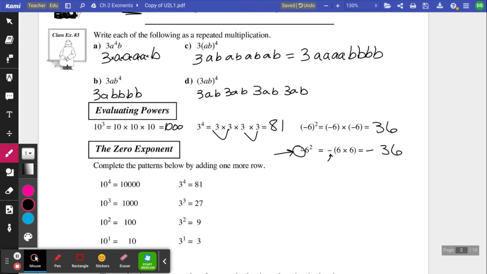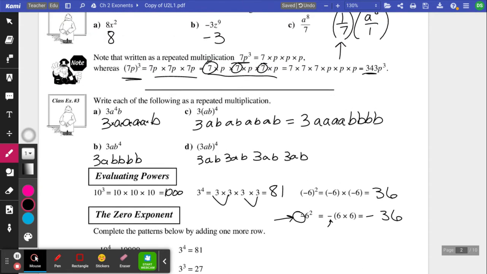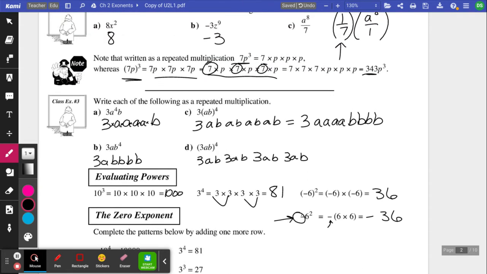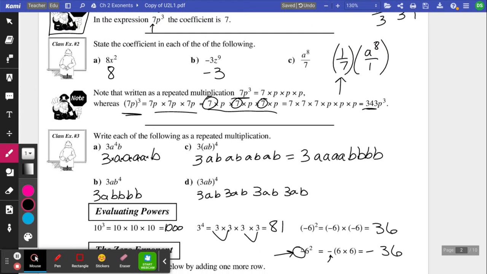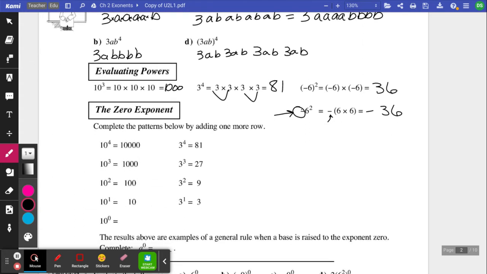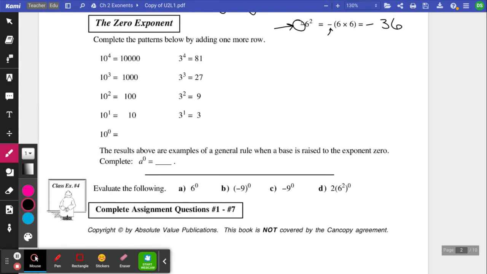Yes, Jason? So if you go up a little bit, there was a question, yeah, that one, the negative 3z to the 9th power. Why did we say negative 3 for the coefficient? Because a coefficient is different than a base. The base in this question is z. The coefficient is the number that's multiplying it. Good question. Excellent.